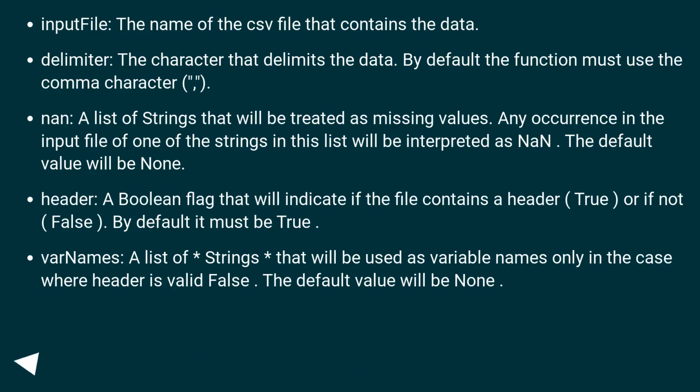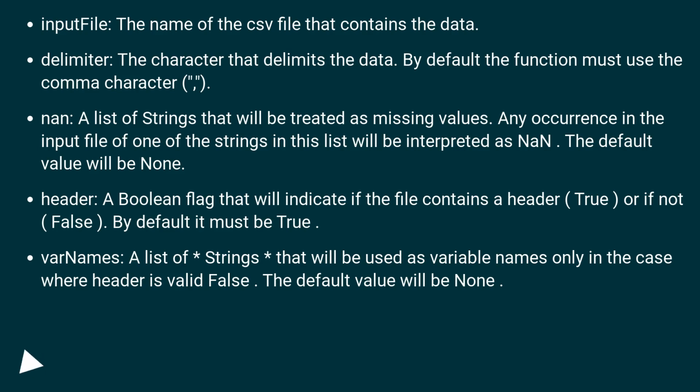Input file, the name of the CSV file that contains the data. Delimiter, the character that delimits the data. By default, the function must use the comma character. NaN, a list of strings that will be treated as missing values. Any occurrence in the input file of one of the strings in this list will be interpreted as NaN. The default value will be None. Header, a Boolean flag that will indicate if the file contains a header, true, or if not, false. By default, it must be true.